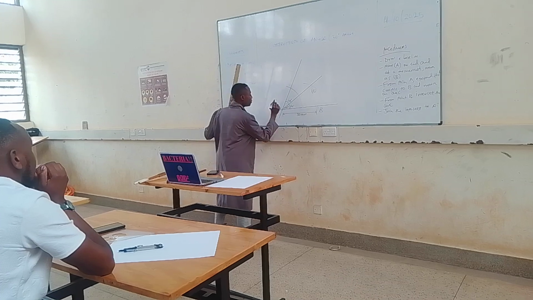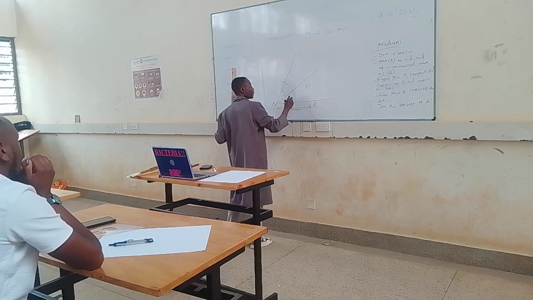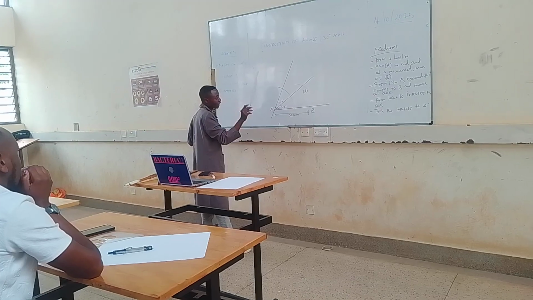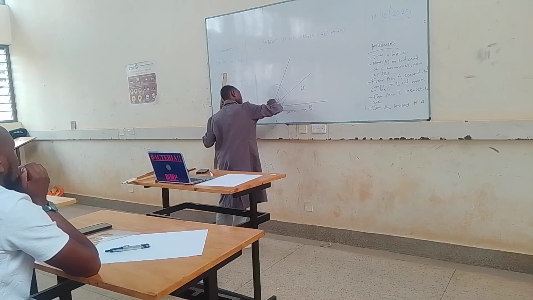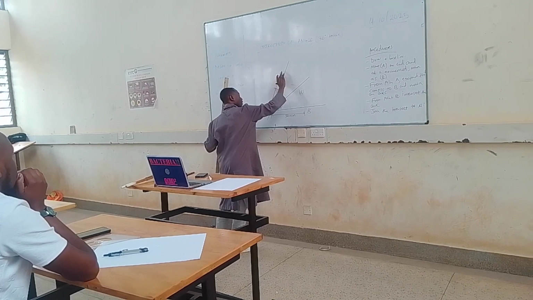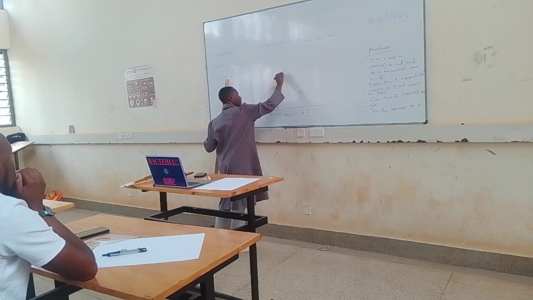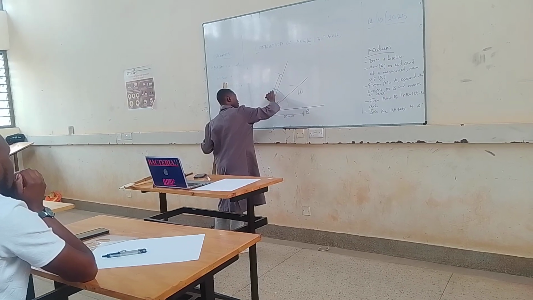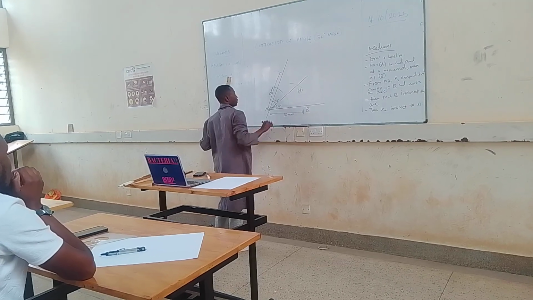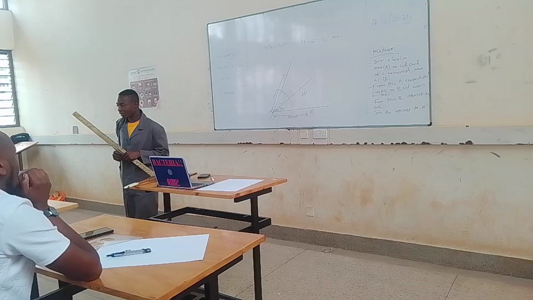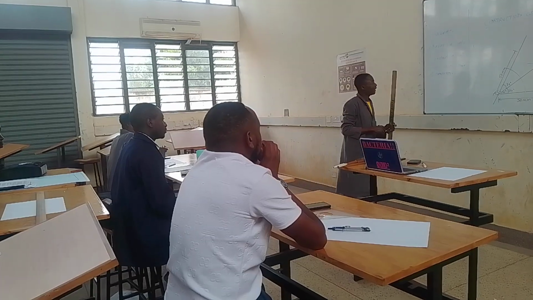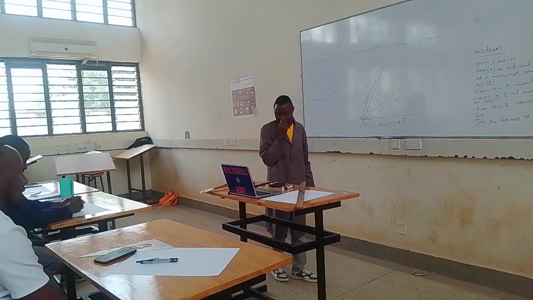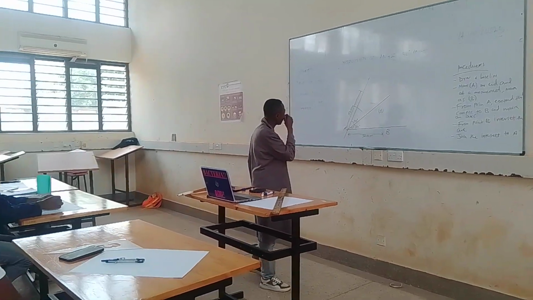Which means from A to C also it is 50 millimeters, because I've used the same adjustment of the compass to make this arc here. So it is. Right? If I can see, we are done with our outcomes.